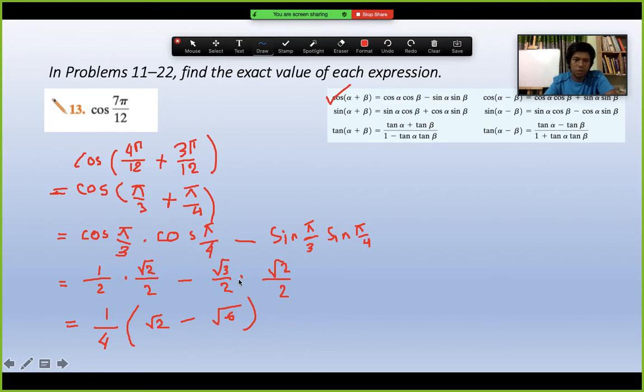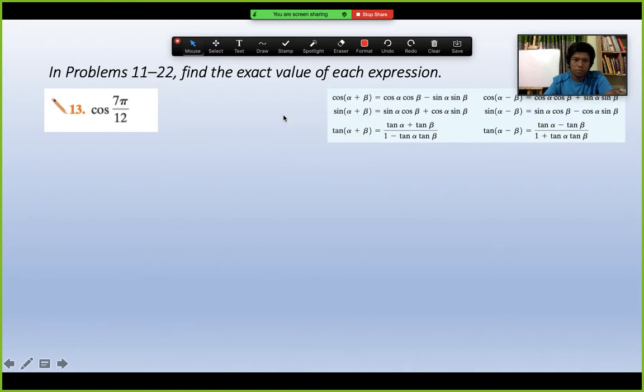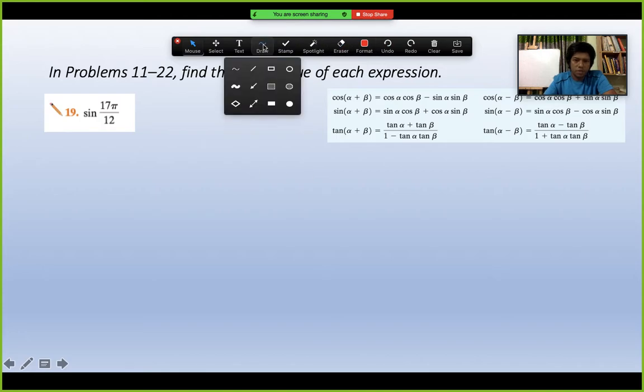Let's solve another math. This is sine 17 pi divided by 12. So for this math, look at this math. How can we break it down?